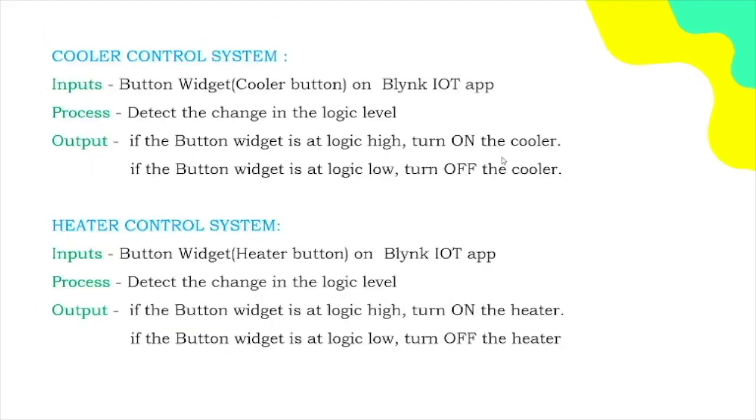So the cooling control system. In the cooling control system, the input is the button widget on the Blynk IoT app. The process is to detect the change in the logic level, and the output is: if the button widget is at logic high, then turn on the cooler, and if the button widget is at logic low, then turn off the cooler. After that, heater control system. In the heater control system, the input is the button widget on Blynk IoT. The process is to detect the change in logic level, and the output is: if the button widget is at logic high, then turn on the heater, and if the button widget is at logic low, then turn off the heater.